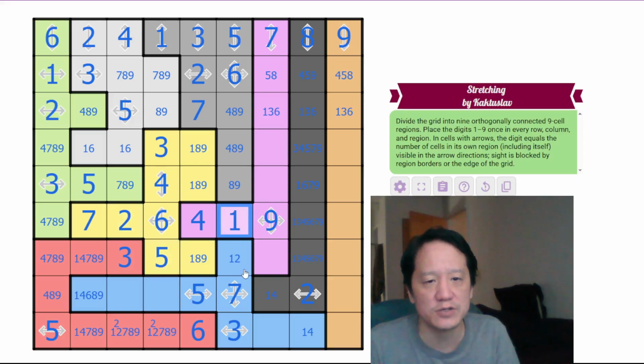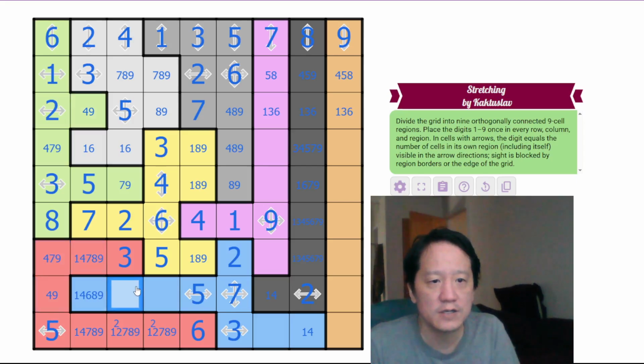2 eliminates 2 here, so it's 1 and 2. 4 and 7 and 9 eliminate 4, 7, 9 here. That's 8, which eliminates 8 in the rest of the green region and in column 1.